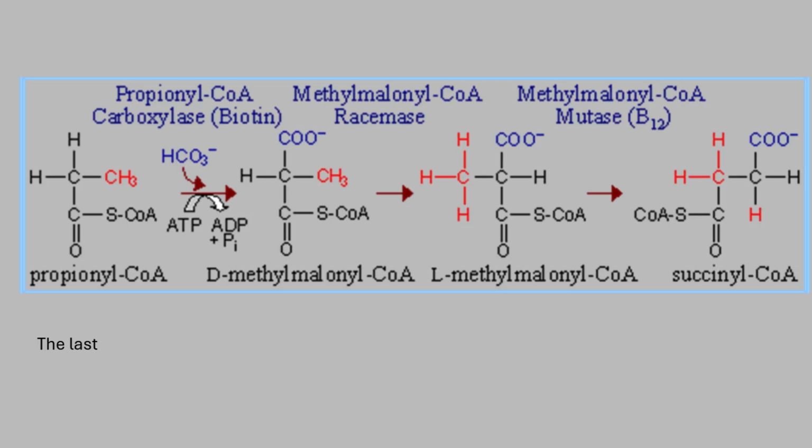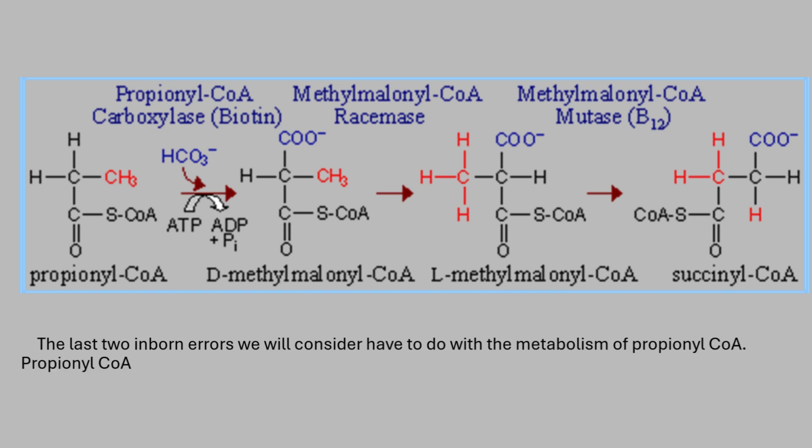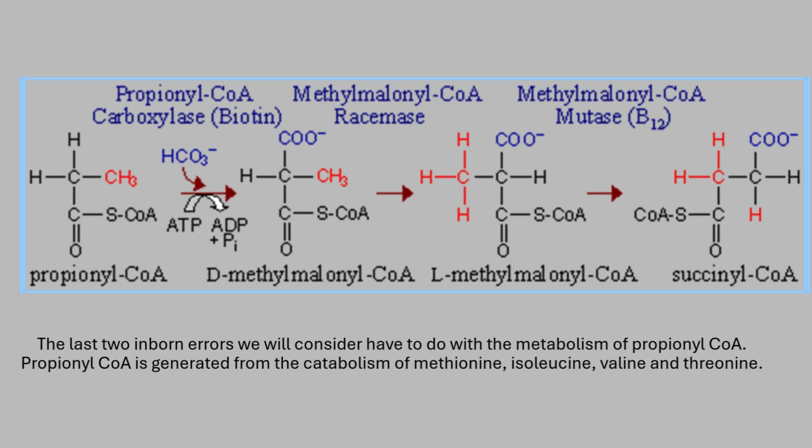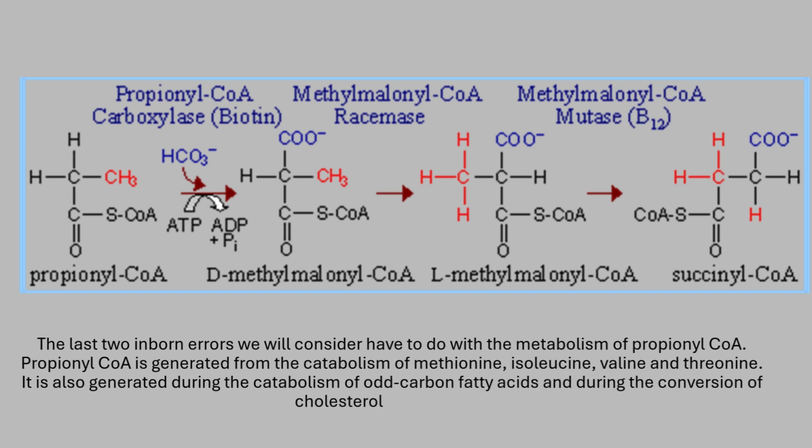The last two inborn errors we will consider have to do with the metabolism of propionyl-CoA. Propionyl-CoA is generated from the catabolism of methionine, isoleucine, valine and threonine. It is also generated during the catabolism of odd carbon fatty acids and during the conversion of cholesterol to bile acids.